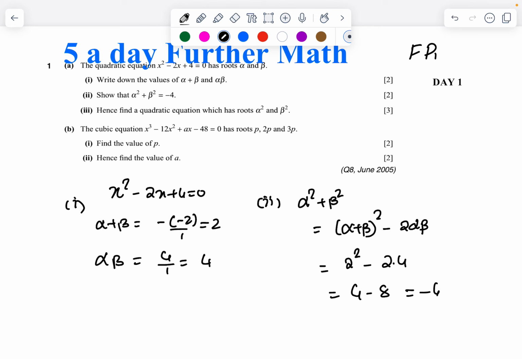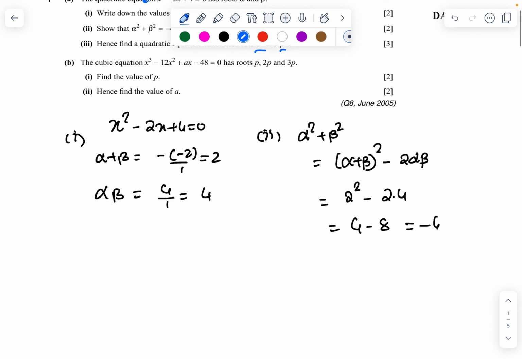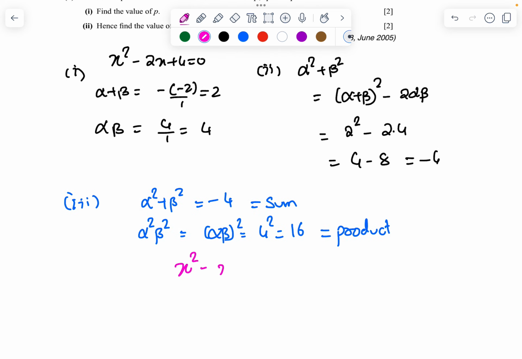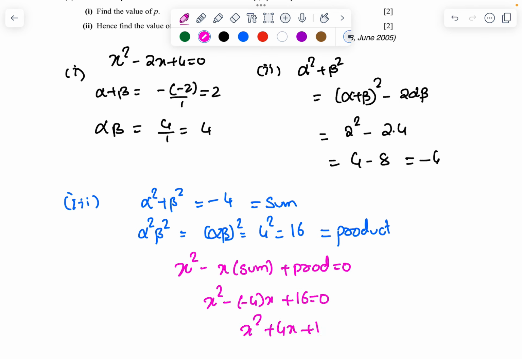Hence find a quadratic equation whose roots are alpha square and beta square. So for part 3, I am going to find alpha square plus beta square, which is negative 4, which is going to be the sum of the roots. Then alpha square times beta square, which is alpha beta whole square, which is nothing but 4 square, which is 16, which is going to be the product of the roots. So now the equation is going to be x square minus x times sum of the roots plus product of the roots equals 0. So x square minus of minus 4 times x plus 16 equals 0. X square plus 4x plus 16 equals 0.